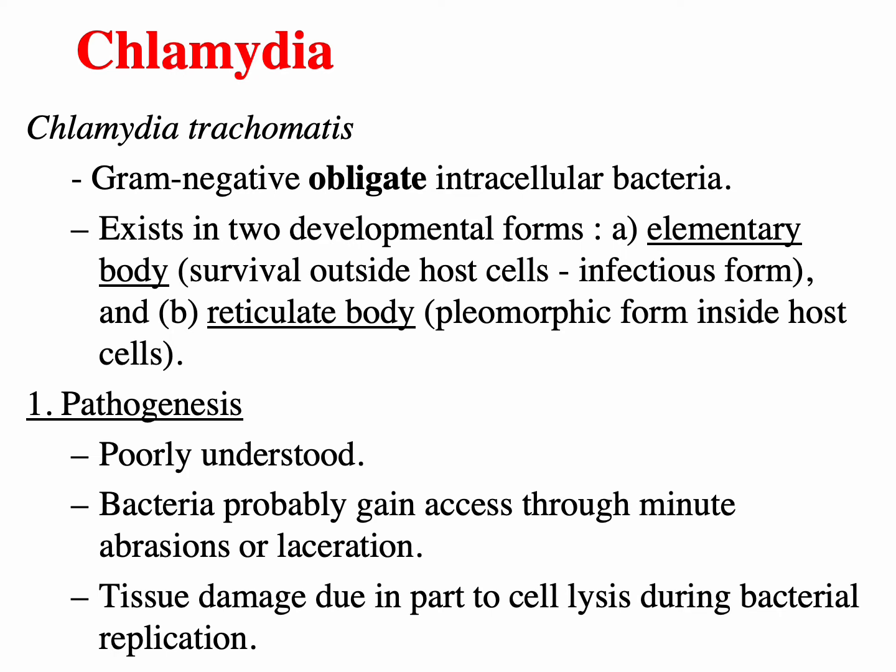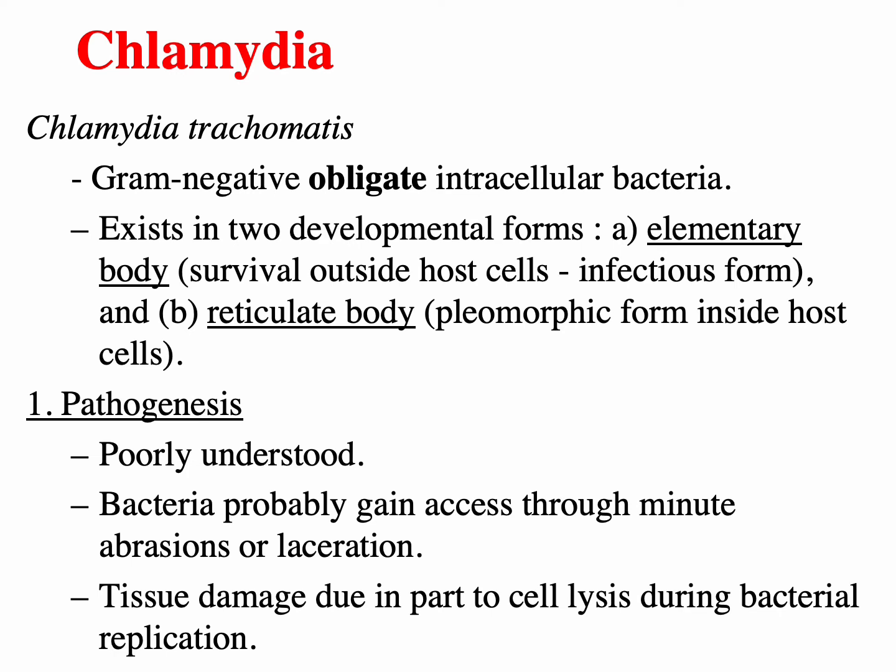The organism has two developmental forms, called the elementary body and reticulate body forms. The elementary body forms are the ones that live outside the host cell, and are the infectious form, so they can infect another person. The reticulate body form is a pleomorphic form inside the host cell. Pleomorphic means different shape. So the form that lives within the host cell, multiplying, is a different shape. We call them pleomorphic. That's the reticulate body form.